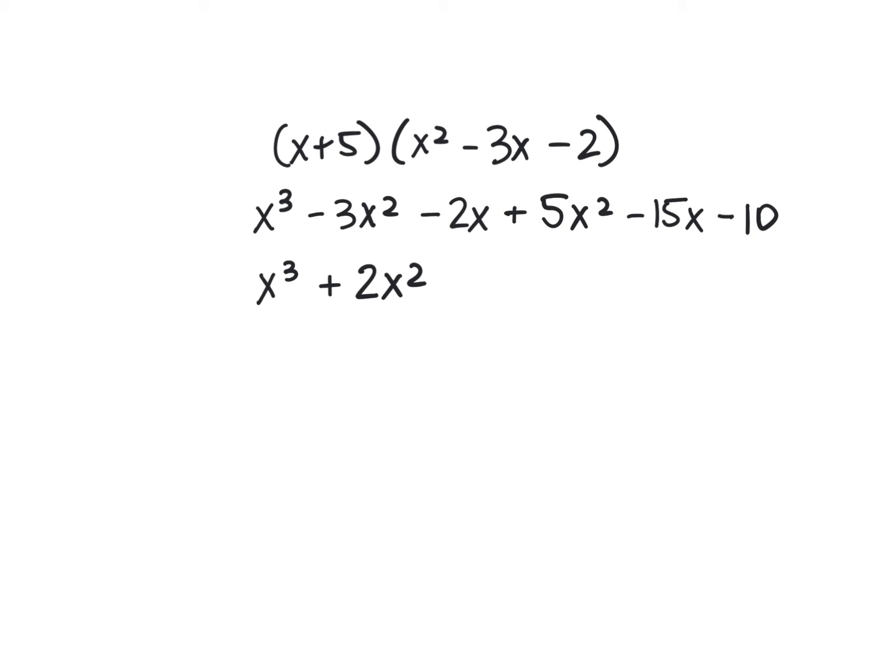Now I want to see if there are any like terms with just an x. There's negative 2x and negative 15x, and together they combine to negative 17x. Finally, is there anything that combines with the 10, any other just plain number with no variable, no exponent? And no, 10 is by itself, so we put negative 10 there. And now this polynomial is multiplied and simplified, so there's my final answer.